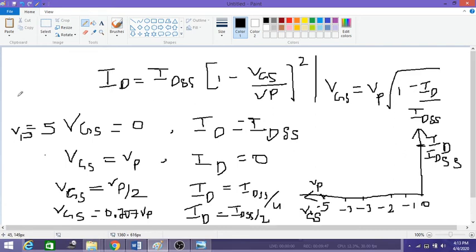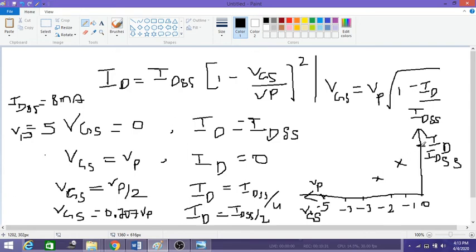Now let us take IDSS is equal to 8 milliamperes. Then in the second case, when 8 by 4, that is 2 milliamperes, somewhere here, what is the VGS? VGS is equal to VP by 2. So you will get one more point here at minus 2.5. And for IDSS by 2, that is for 4 milliamperes, you will get one more point somewhere here, that is 0.707 of VP.